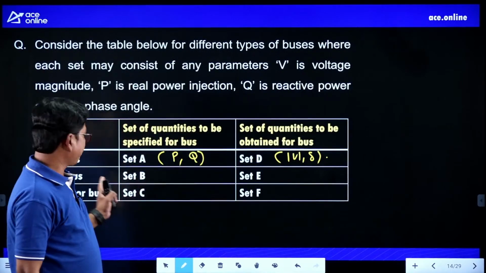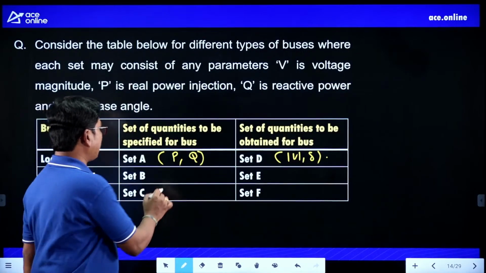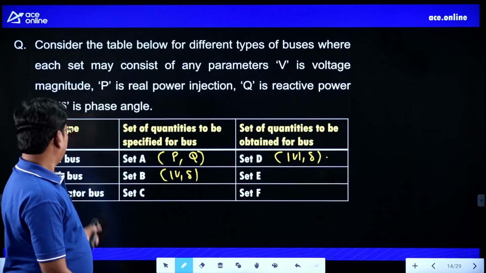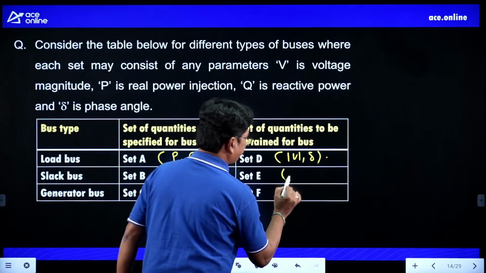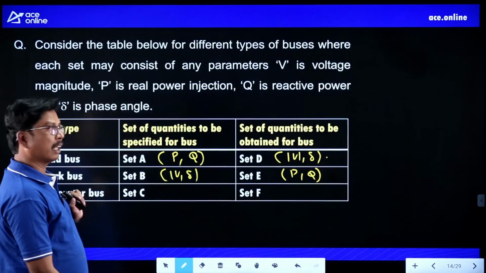For the slack bus, which quantities are specified? For the slack bus, the quantities specified are V and delta, and which are obtained? P and Q should be obtained for the slack bus.